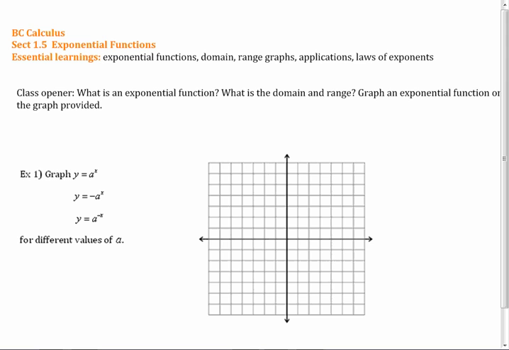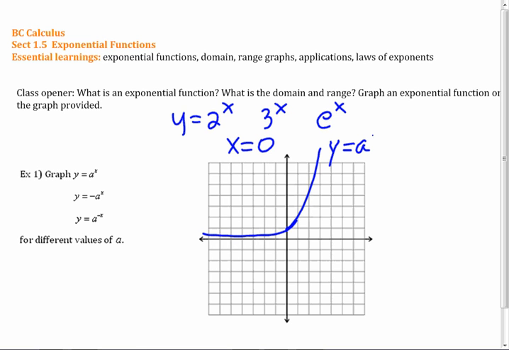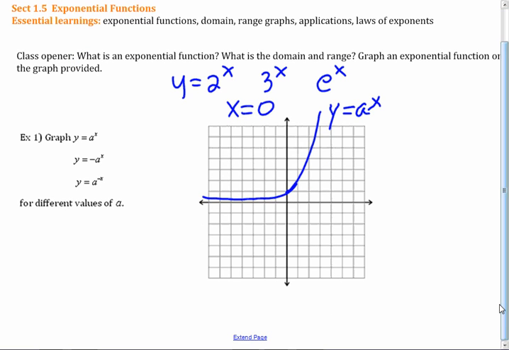Okay. What do these look like? What's true about a to the x? If I have y equals 2 to the x, 3 to the x, e to the x, when x is 0, what's the y value? 1. So they all go through 1, and the only thing that changes is the steepness. I don't really care about that. I care that you know that this is y equals a to the x.